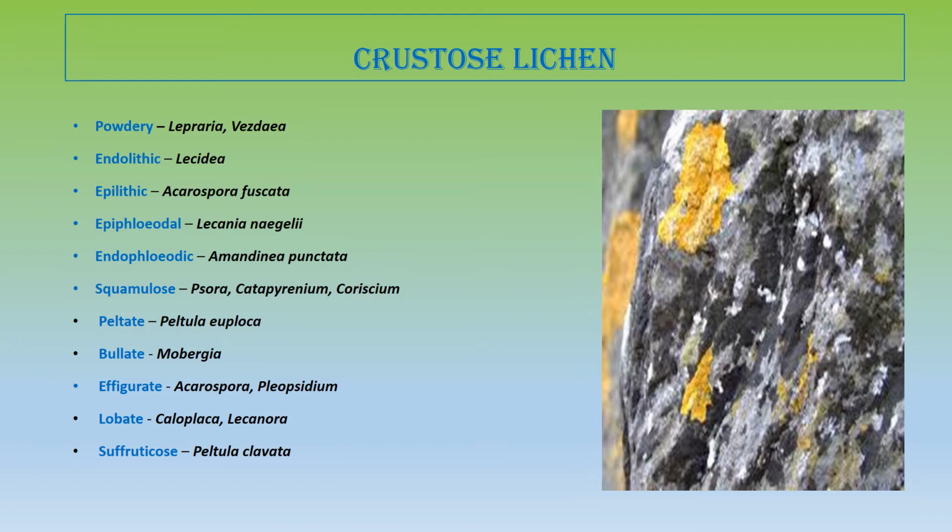These are examples of various crustose lichens. We see that the crustose lichen is composed of powdery, endolithic, epilithic, and various other types of lichens.